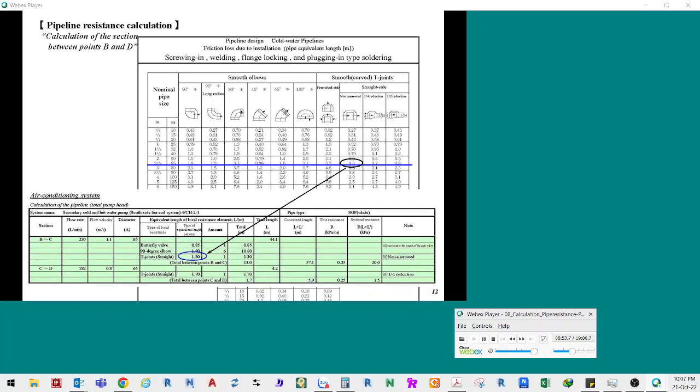Here, the size of the T-joint changes from 65A to 50A at the branch point. The reduction ratio is 1/4, and the equivalent length is 1.7 meters. When you determine the equivalent length, refer to the upstream size of the T-joint in front of the branch point.